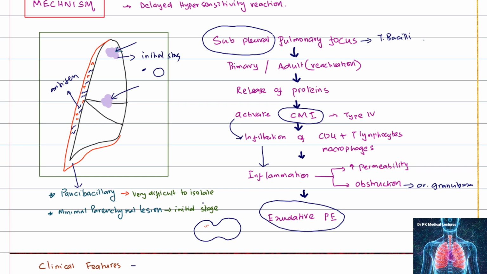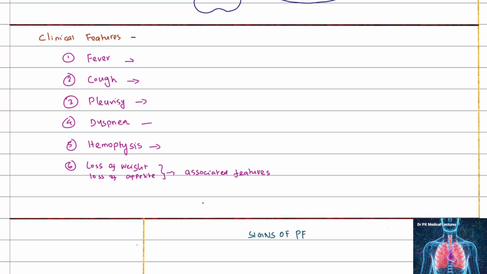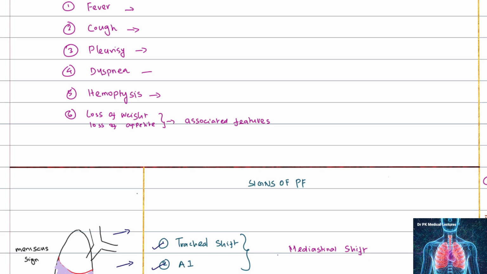Now we move on to clinical features of tuberculous pleural effusion. Fever, cough, pleuritic type of chest pain and dyspnea are the most common symptoms of tuberculous pleural effusion. Regarding the fever, it is subacute in onset. It is low grade intermittent fever with evening rise of temperature and or night sweats.